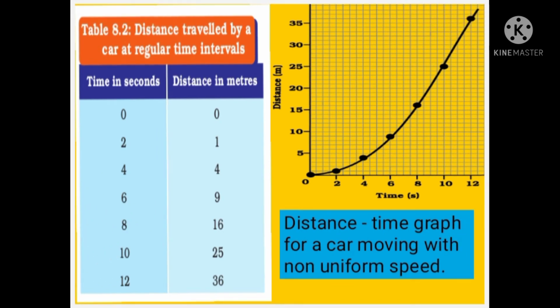Here the time interval given is equal, but the distance traveled in this time interval is not equal. That means the motion of the object is non-uniform. So, the distance time graph for the non-uniform motion of an object is shown in the graph. Note that the shape of this graph is different from the earlier distance time graph for uniform motion. The nature of this graph shows non-linear variation of the distance traveled by the car with time. That means this graph is not a straight line, it is a curved line.